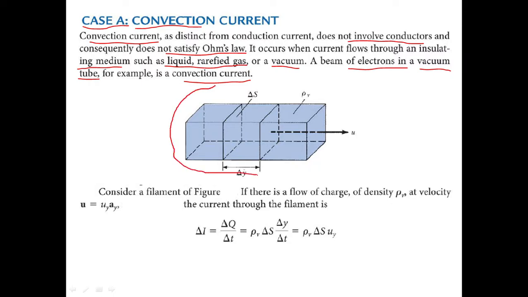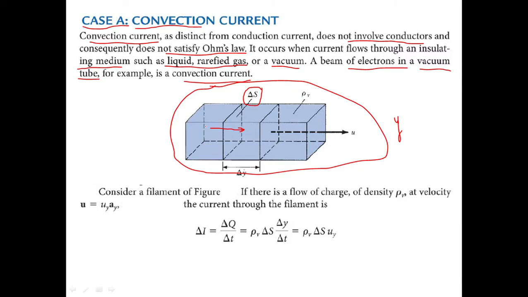So what is there in this figure? Now we have some volume V here, right? Now this is a cross-sectional area and it is taken as delta S. And the current is flowing normal to this surface, and that is given by this direction. So in which direction is it moving according to the Cartesian coordinate system? It is moving in the y direction.